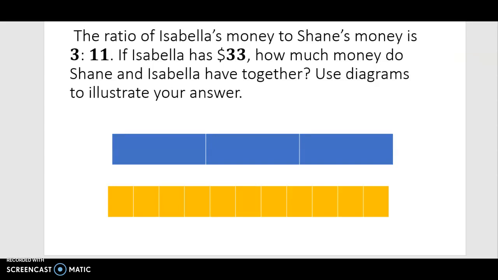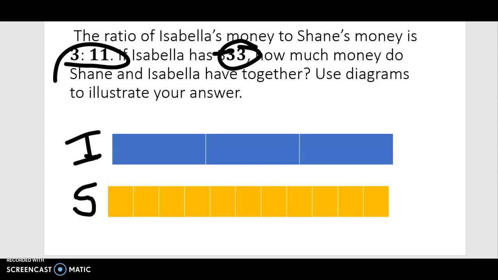So remember, this is Isabella. Well, darn it, let's do some drawing here. Okay, this is Isabella, this is Shane. This is 3 to 11 that we saw here. And Isabella has how much money? She has $33. So she's got 1, 2, 3 boxes here. How much will go in each box if she has a total of $33?